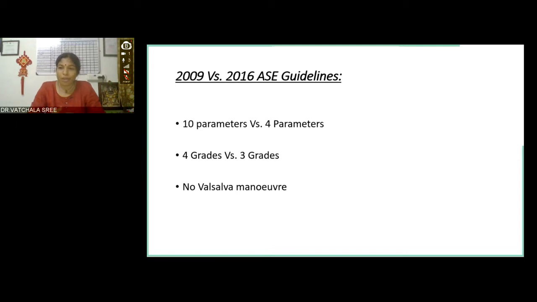But honestly, many of you would agree with me that we never did that in our routine clinical practice, and we had our own shortcut ways of saying this is grade 1, this is grade 2 and pseudo, this is reversible and this is irreversible. But the 2016 guidelines took away the Valsalva maneuver. And now we are left with only 3 grades, which is grade 1, grade 2 and grade 3. So there is no pseudo normalization and there is no reversible and irreversible. And how do we actually grade this? We will be seeing in the subsequent slides.